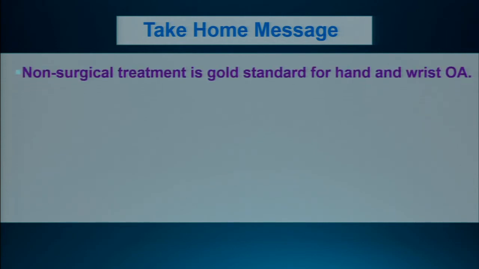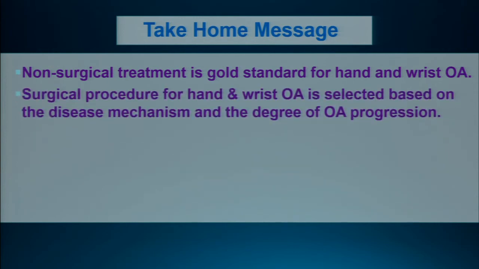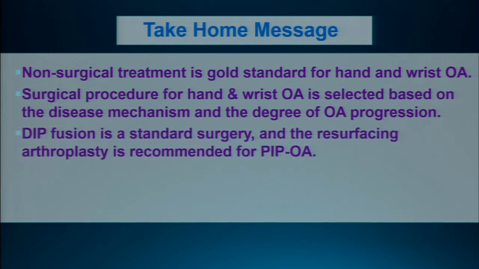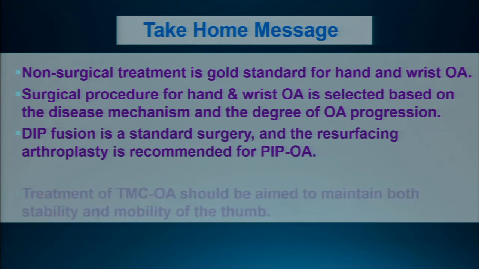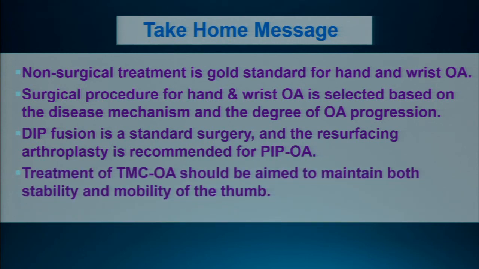And I'd like to provide a take-home message. First, non-surgical treatment is the gold standard for hand and wrist OA. The surgical procedure for hand and wrist OA is selected based on the disease mechanism and the degree of OA progression. DIP fusion is a standard surgery, and resurfacing arthroplasty is recommended for PIP joint OA. Lastly, treatment of TMC-OA should aim to maintain both stability and mobility of the thumb.